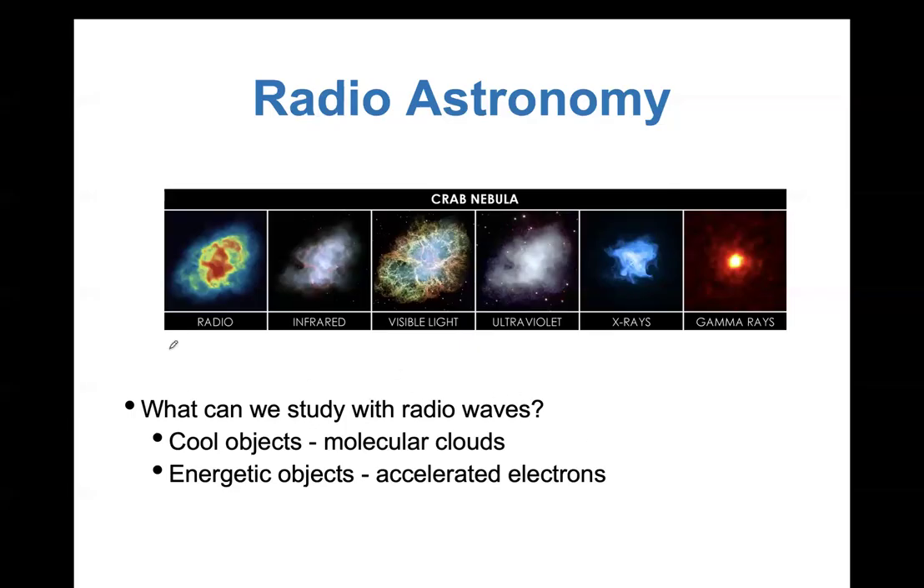Okay. But to go back to something that I already said, here it is in writing: what can we study with radio waves? In general, very cool objects like molecular clouds, where the thermal radiation is all the way in the radio. Remember that our sun's thermal radiation is in the visible. So having a thermal radiation spectrum, a continuous spectrum, in the radio means really cold. And then really energetic objects, where the electrons are accelerated to great speed and act like giant light-year-long antennas.